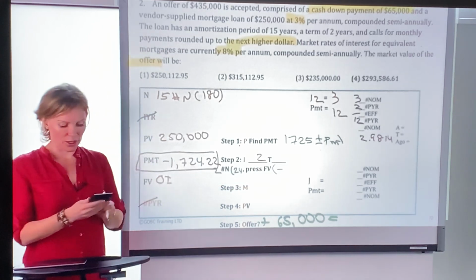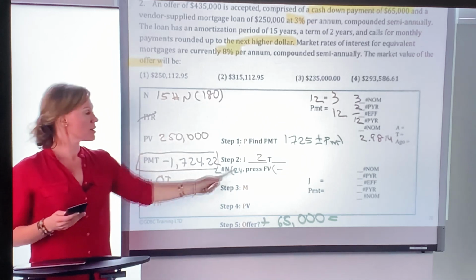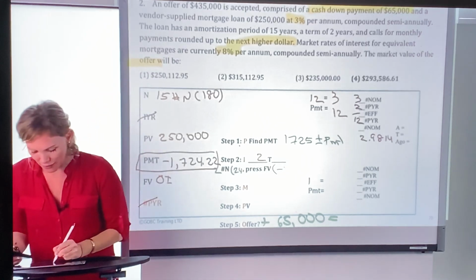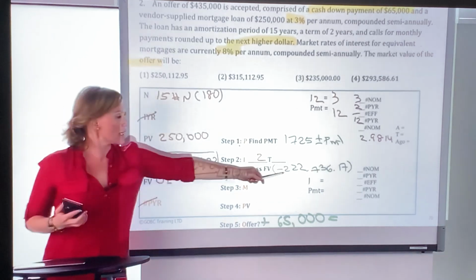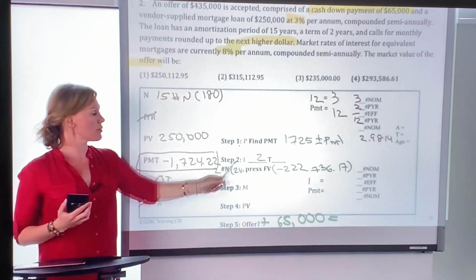So let's do this together. 2 shift N. Did you get that 24? Press future value, negative 222,736.17. That's what I got. So negative 222,000, lower than 250. So I know we've done a good job in here.